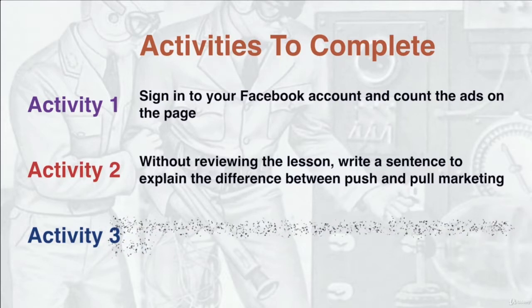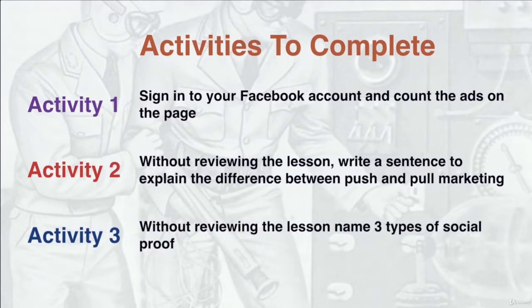Activity number 3. Without reviewing the lesson, name 3 types of social proof that you would like to see more of in your online marketing campaigns.